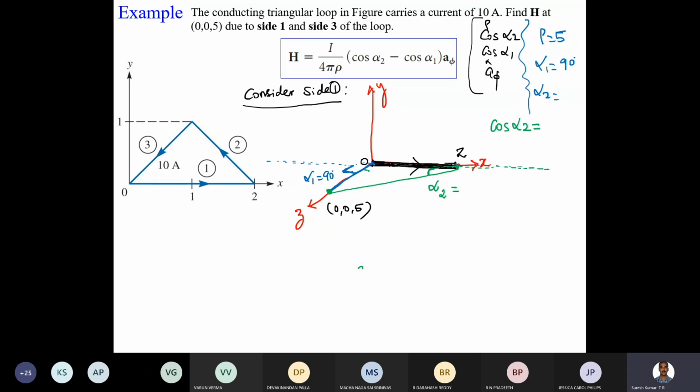See, you clearly first mark this, then only you can do this. So this is 90 degree, this is the right angle, right? So this is alpha 2. Now you can say cos alpha 2. So cos alpha 2 is, what is the adjacent side? What is the length of the adjacent side? What is the length of this black line? It is 2. See, this is 2. This length is 2, right?